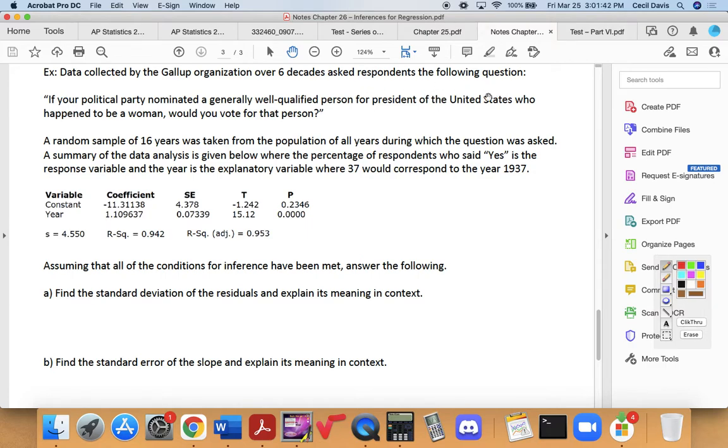Asked respondents the following question. If your political party nominated a generally well-qualified person for President of the United States who happened to be a woman, would you vote for that person? Who said no to that? Sounds pretty bad. Oh, you would be surprised. There are people of both sexes who are like, no, I don't think a woman should ever be president.